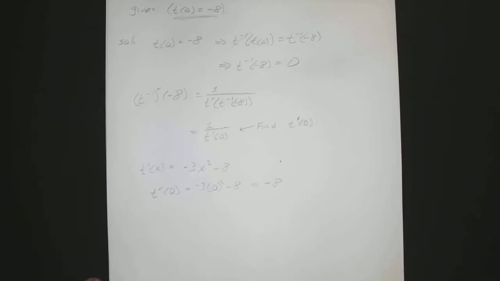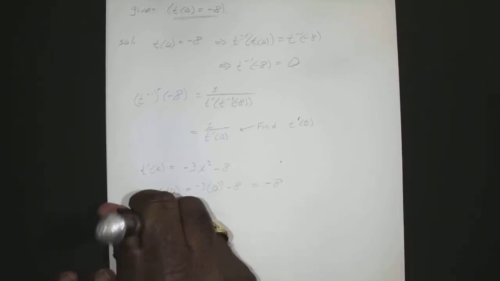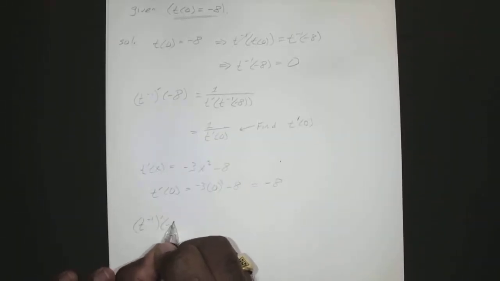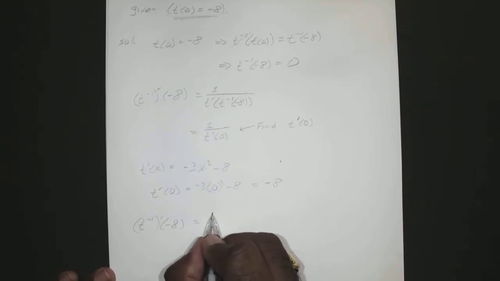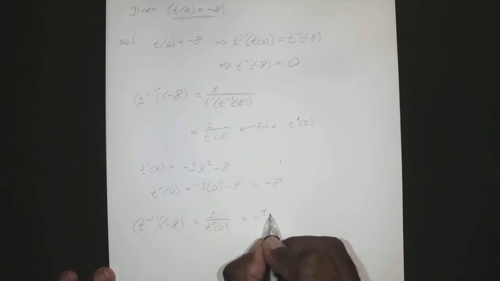So just recapping everything, our T inverse prime of -8, we know that's 1 over T prime of 0, which is just -1 over 8.